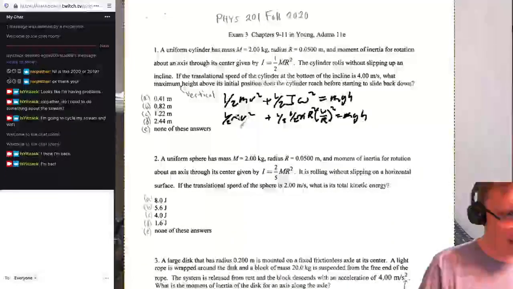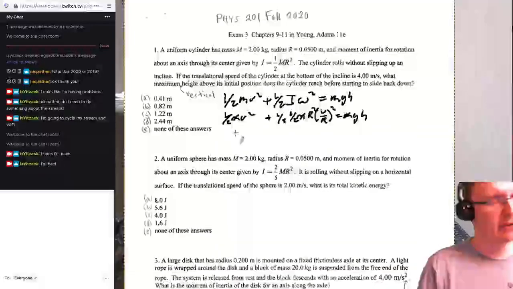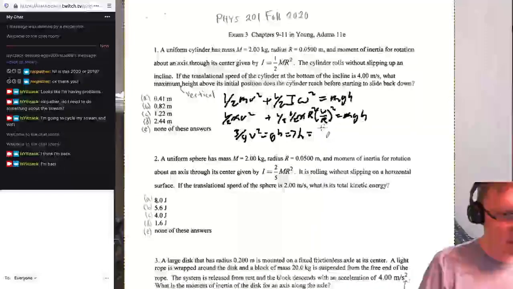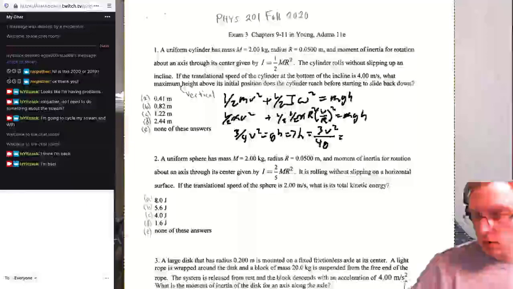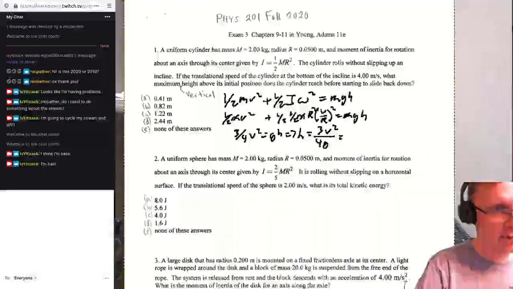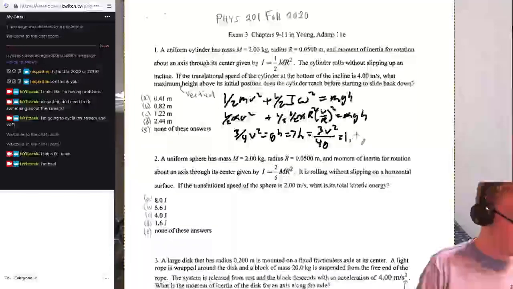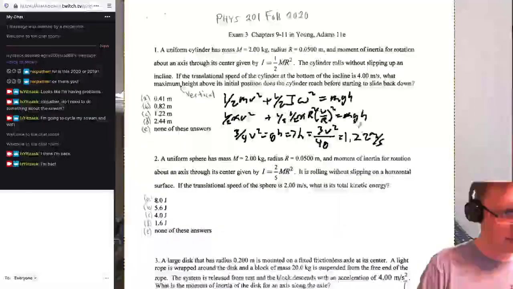All the m's cancel. Be careful about canceling these m's because it is possible for you to have, say, a mass hanging off a pulley, in which case the m's may not cancel. Let's consolidate. We have a quarter and a half, so that's 3/4. 3/4 v² is equal to gh. Therefore, h is equal to 3v² divided by 4g. 3 times the velocity given of 4 squared, divided by 4 times 9.8, gives 1.2 meters.